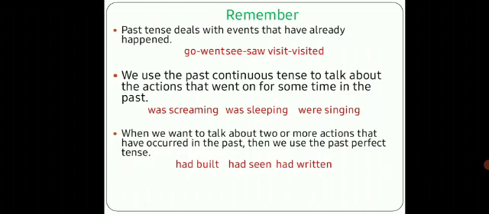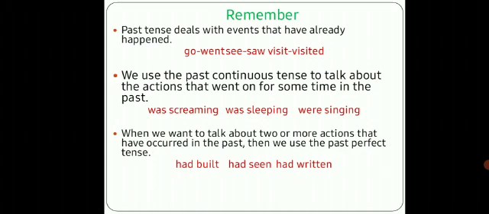Now, remember, past tense deals with events that have already happened in the past. For example, go, went. See, saw. Visit, visited. This is simple past tense. Now we use the past continuous tense to talk about the actions that went on for some time in the past, which continued for some time in the past, which now has stopped. It is not happening. It doesn't apply to the present.